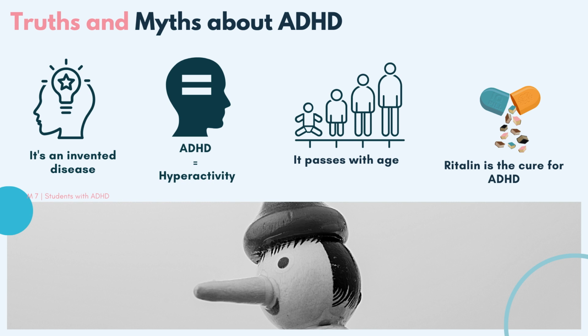Ritalin is the cure for ADHD. This is not true either. Ritalin is considered a psychostimulant whose active ingredient is methylphenidate hydrochloride. It is the most commonly used drug in the treatment of ADHD and can help children improve their attention and concentration and decrease their impulsive behavior. This drug is used as part of a treatment program which tends to include cognitive behavioral therapies and strategies focusing on the areas of psychology, education, and the social field.